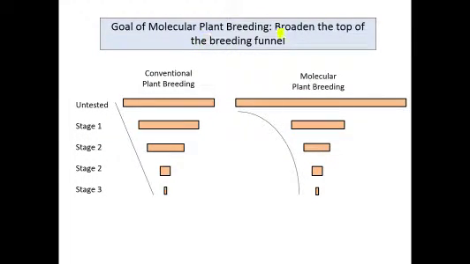The goal of molecular plant breeding is really to broaden the top of your breeding funnel. The top represents lines that are untested, and therefore you have no phenotypic data on them, which makes it impossible to select among them if you're doing only phenotypic selection. The other goal is to make sure that when we get down to the advanced stages of phenotyping in the field, we have the best germplasm possible going into them, and that some of these trials, which are expensive to run, can be a bit smaller and more efficient. So we want to see how we can broaden the top of this breeding funnel by using genomic selection.